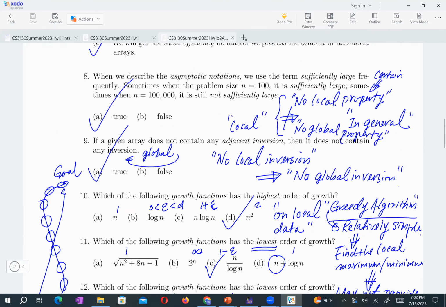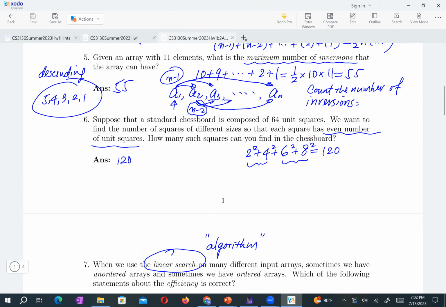To make a correction, because this is wrong. I need to correct it. I'm glad 2 students pointed it out. Based on our original question, we do not count unit squares. Not unit squares. We count the number of squares of certain sizes.